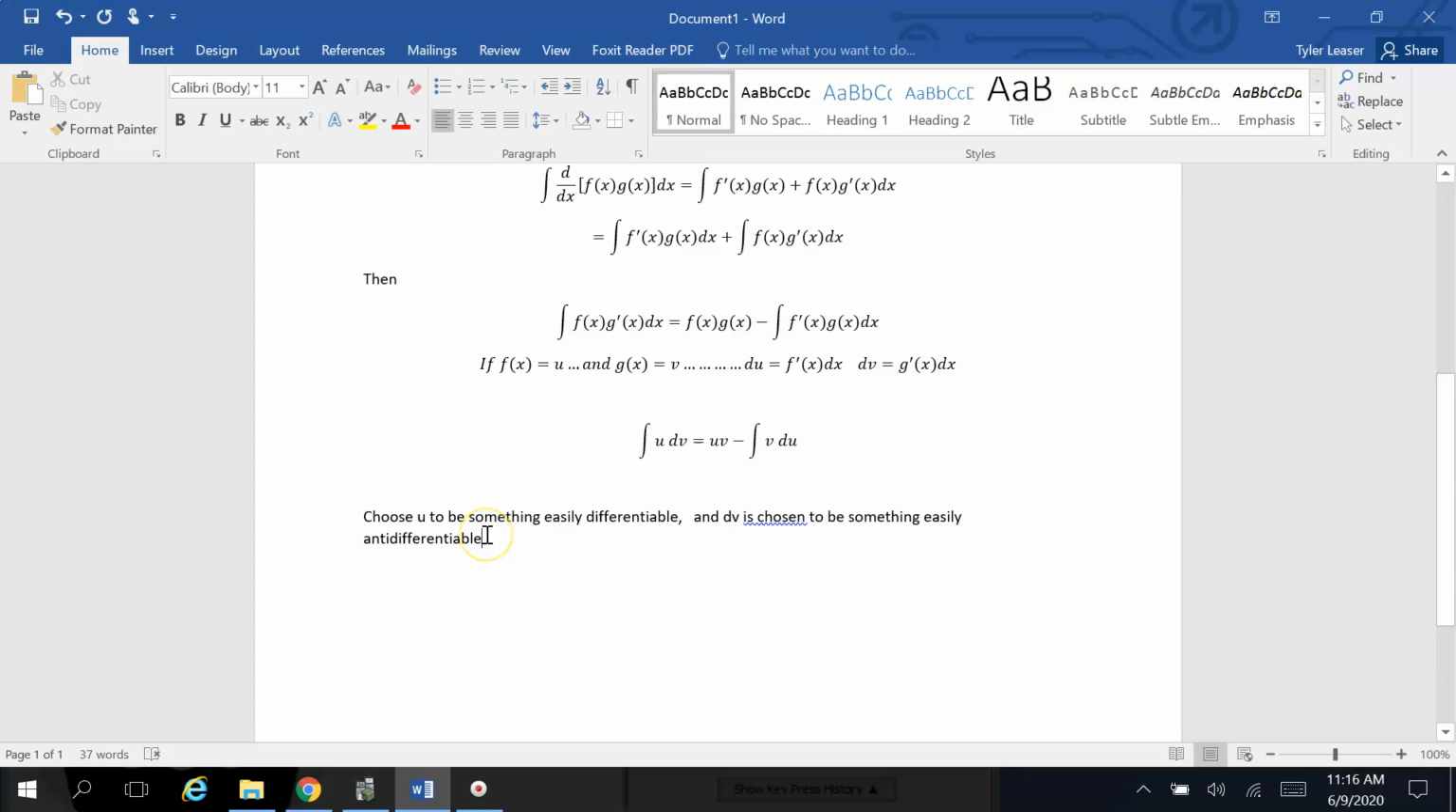So choose your u to be something that's easily differentiable and choose your dv to be something easily anti-differentiable. And not just so that it's easy, but so that it starts disappearing. You want to choose your u to be something that when you do take the derivative of it, it starts to break down and go to zero. And you'll see what that means when we do some examples. All right, so ending this video, and I'll do some examples in the next video.